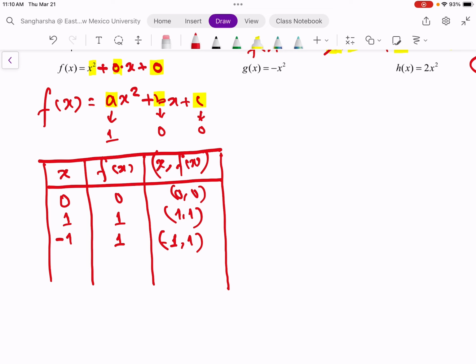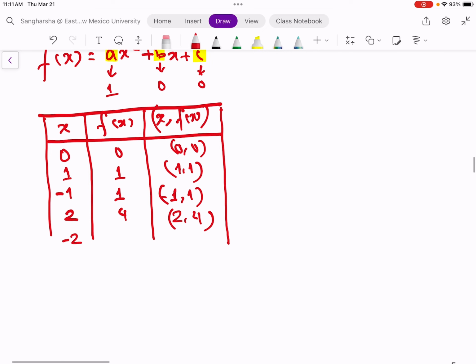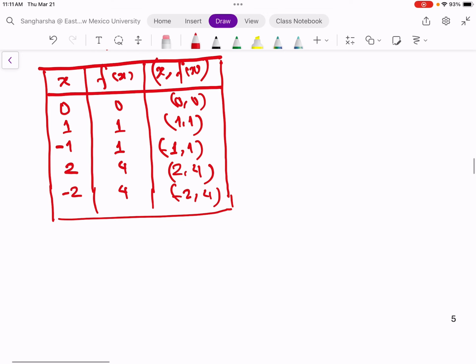Let me choose 2. 2 square is 4. So we have 2, 4. And let me choose negative 2. That should be enough. Negative 2 square is positive 4, and we have negative 2, 4. So we have these 5 points. Now let's plot these points, and we'll get a graph here.